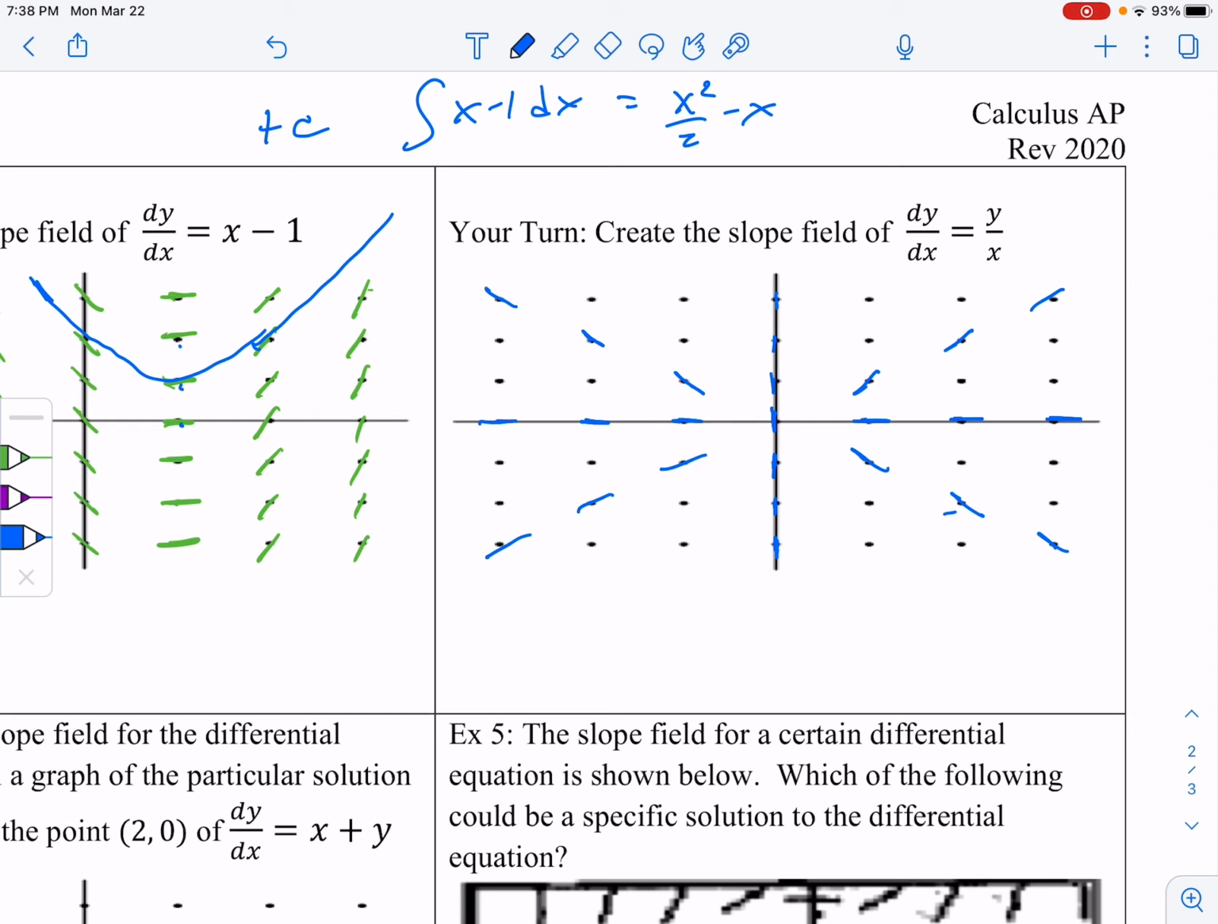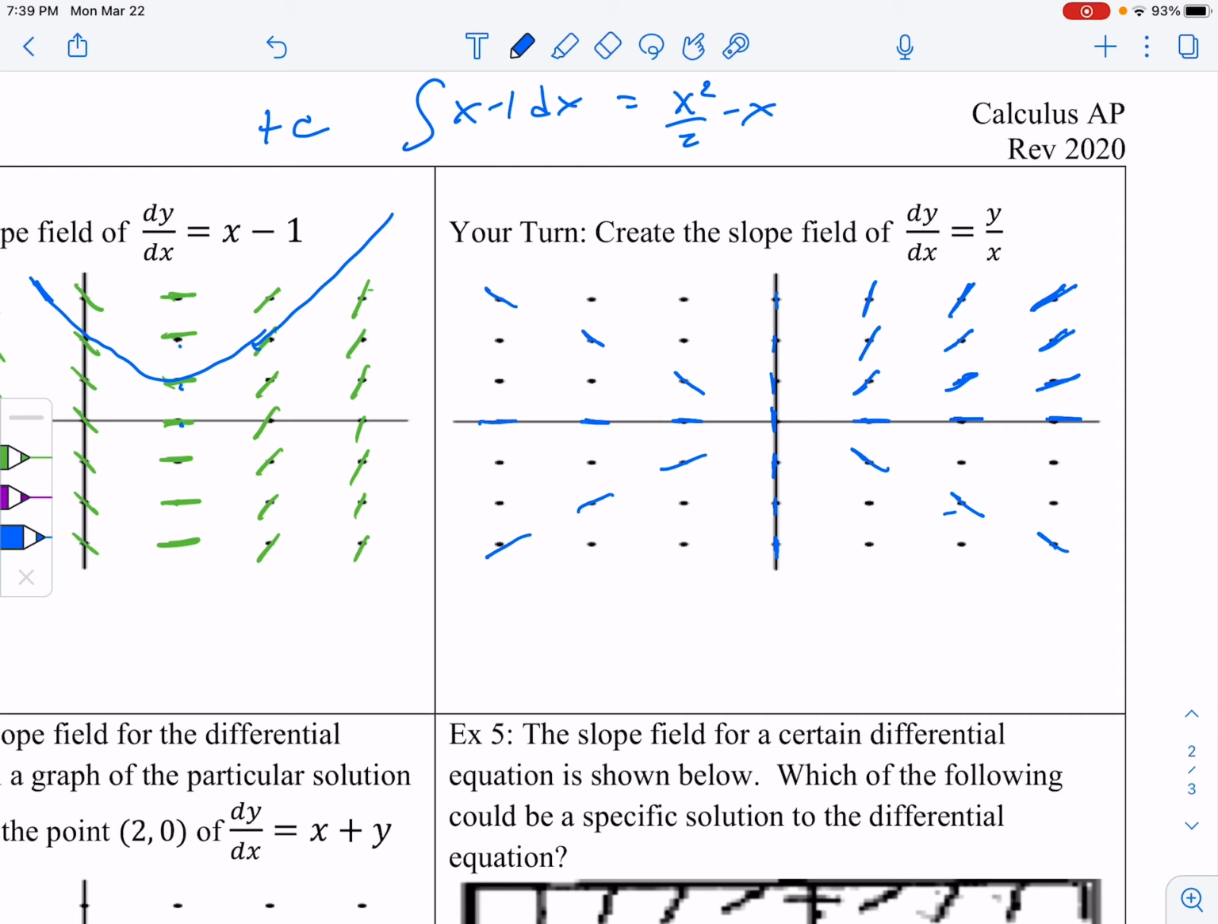So if I go over here, you have 2 over 1, so that's 2. 3 over 1 is 3. I have 1 over 2 is a half. I have 3 over 2. It's a little bit steeper. All right. I have 1 over 3. I have 2 over 3. This was 1. Okay, go back over here.